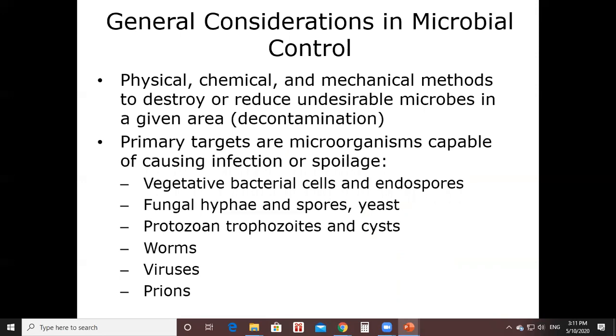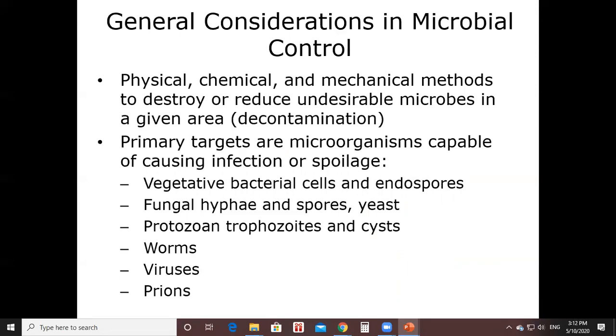So, general considerations in microbial control. First, you have physical, chemical, and mechanical methods to destroy or reduce undesirable microbes in a given area, which is decontamination. The primary targets are microorganisms capable of causing infection or spoilage. First you have vegetative bacterial cells. Vegetative means they're actively dividing, they have metabolism, they're living.